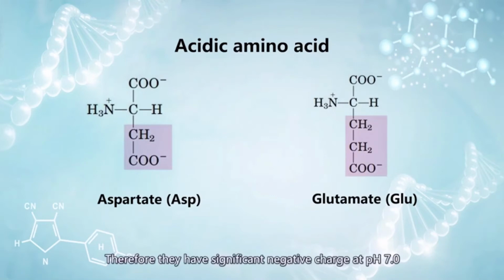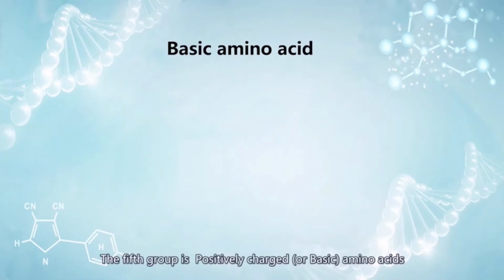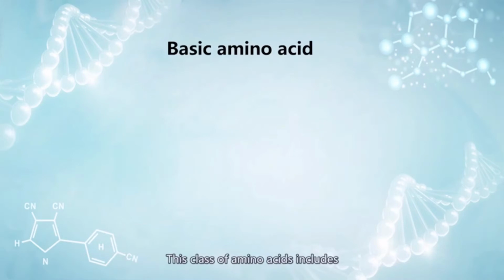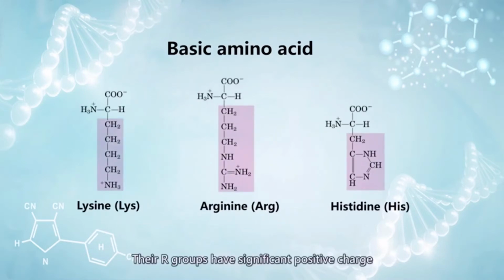Therefore, they have significant negative charge at pH 7. The fourth group is positively charged amino acids. This class of amino acids includes lysine, arginine, and histidine. Their R groups have significant positive charge at pH 7 and function as weak bases.